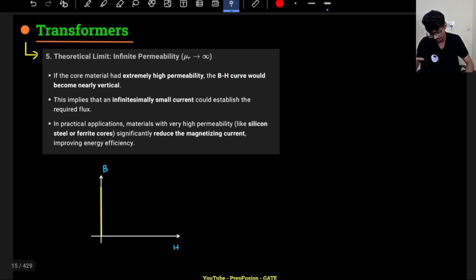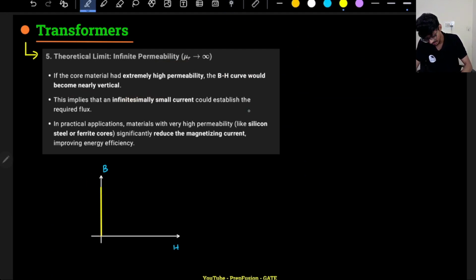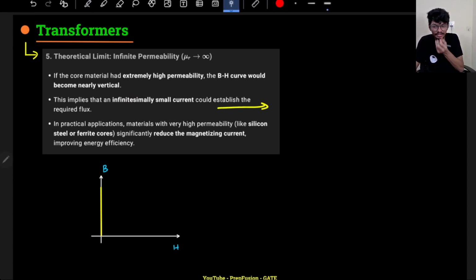Now this is the theoretical limit. There is the infinite permeability. If the core material had extremely high permeability, the BH curve will be vertical. That we have already discussed. That means basically my magnetizing current, to establish the required flux, how much current do I need? Zero, negligible current, zero current, right? I don't need any current to establish whatever flux is required.